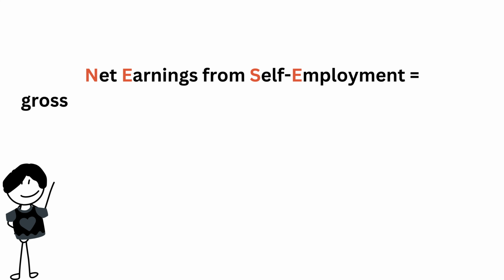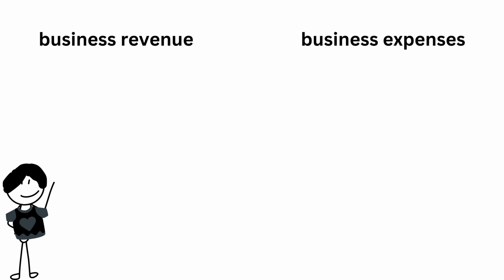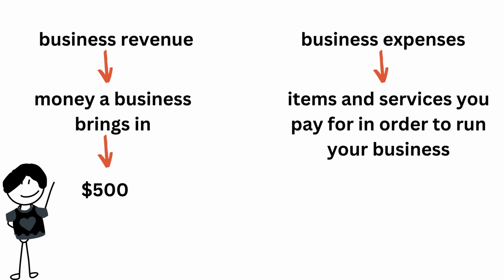When you're self-employed, your net earnings from self-employment, or NESE, are your earnings. There are two things Noel needs to know to figure out their net earnings from self-employment: their business revenue and their business expenses. Business revenue is the money the business brings in. Noel sells $500 worth of zombie repellent in a month. Their business revenue for the month is $500.